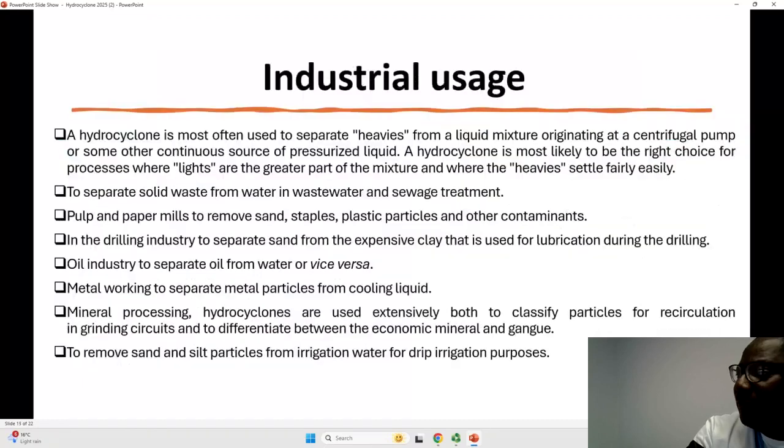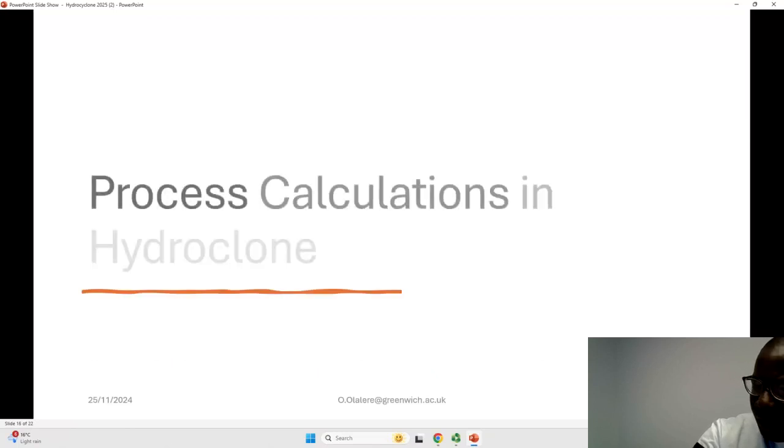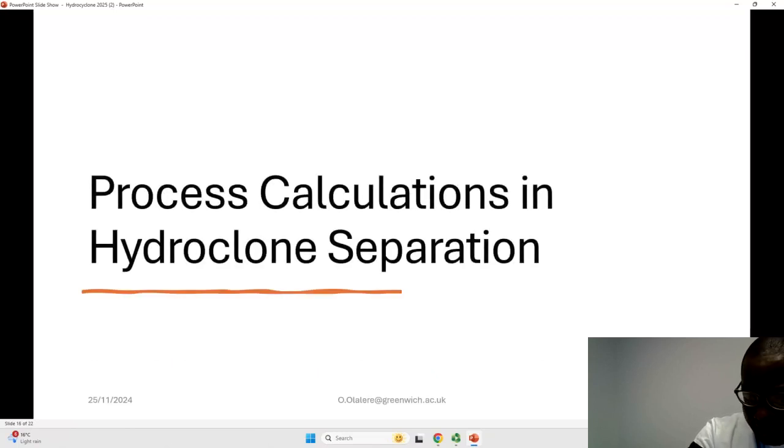So we have different industrial usage. A hydrocyclone is mostly used to separate heavies, that is solid from a liquid, and so on and so forth. So the oil industry uses it to separate oil from water. Then it's also used in the drilling industry, in pulp and paper, and in mineral processing. So let's look at different process calculation.